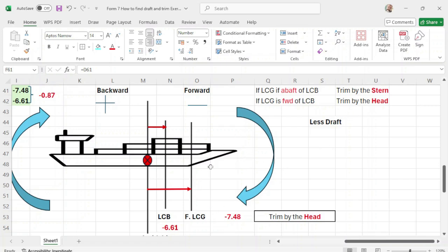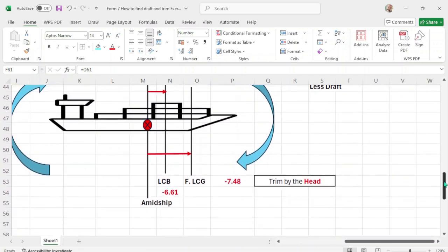Because, as I said, the buoyancy and the weight exerted by the weight, the tendency of the vessel is to go down. That's why you are trimmed by the head. This will go up and you will trim by the head. That's why if LCG is forward of LCB, then you are trimmed by the head. So your trim is trimmed by the head. Okay?